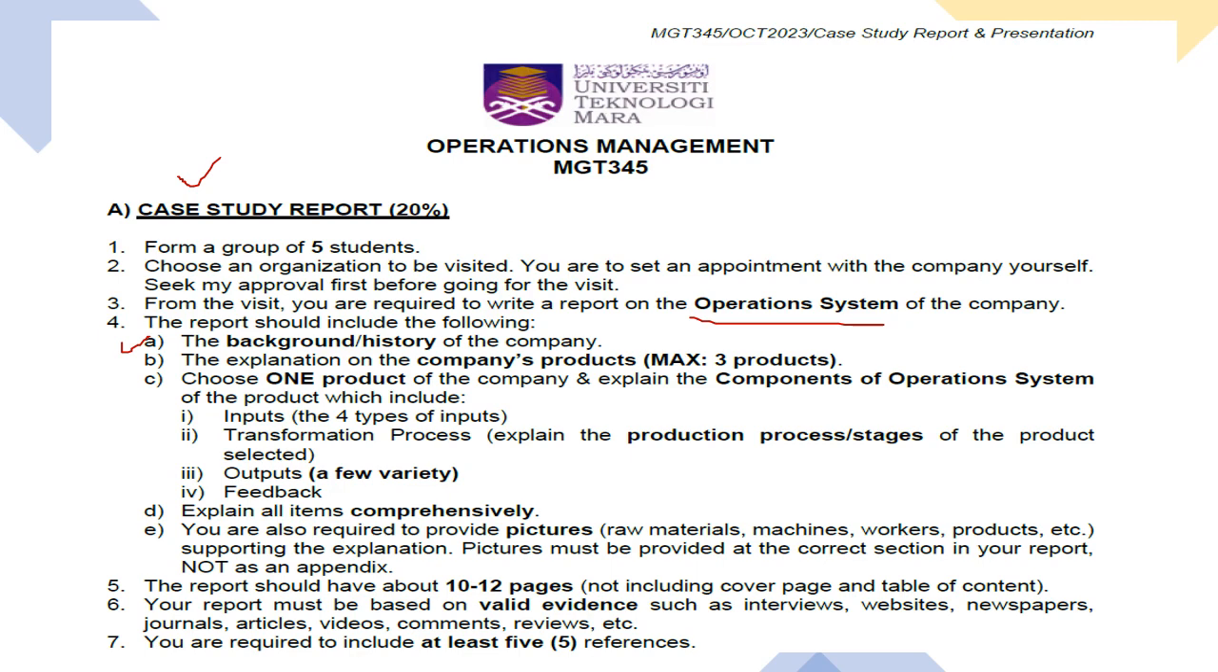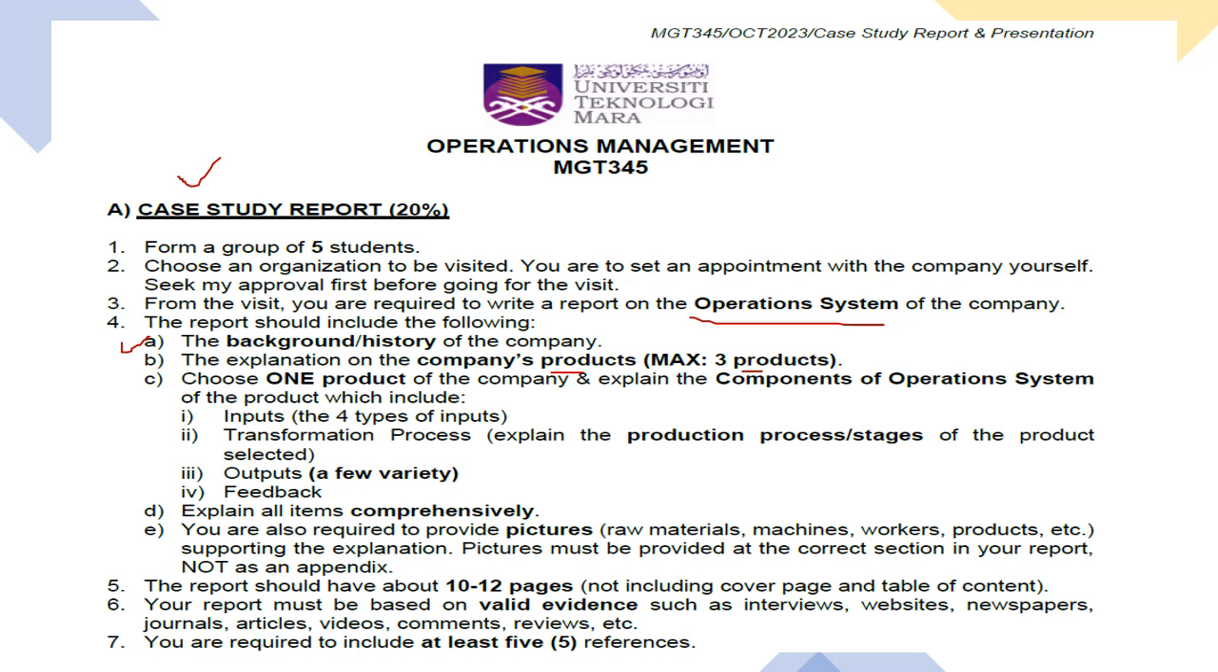And then you move to explaining the company's products. Okay, the maximum product that you should explain is 3 products. So if the company has many products, more than 3, then choose 3 only, maximum. If the company has only 1 or 2 products, then you just explain 1 or 2 products lah.